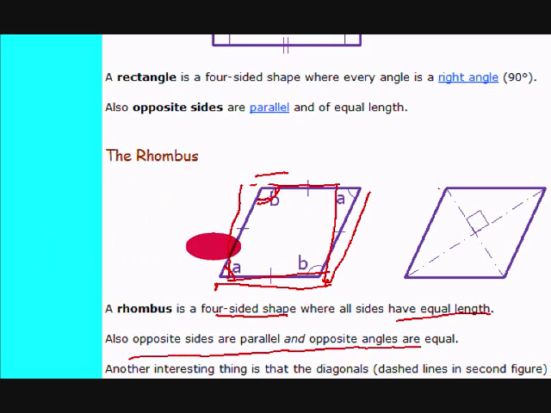Opposite sides are parallel and opposite angles are equal. What is the opposite angle? This angle and this angle are equal, and this angle and this angle are equal. These two angles are equal, okay? But in a square, all these angles are equal and equal to 90 degrees.